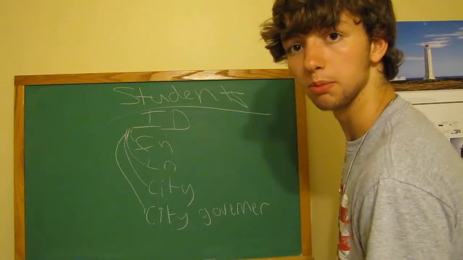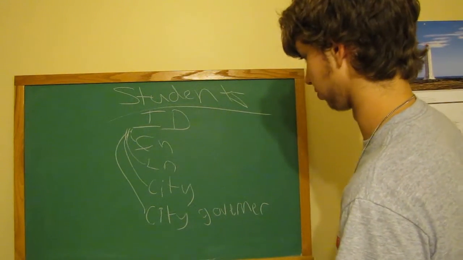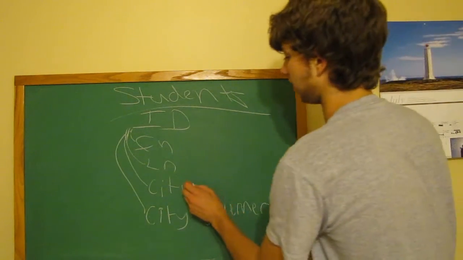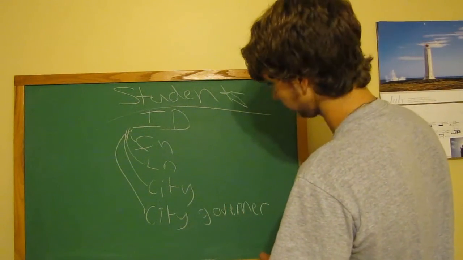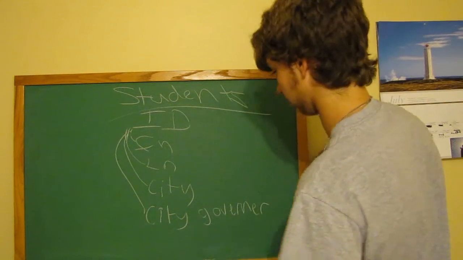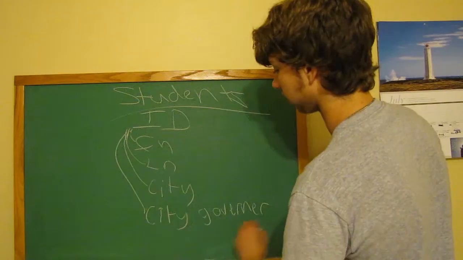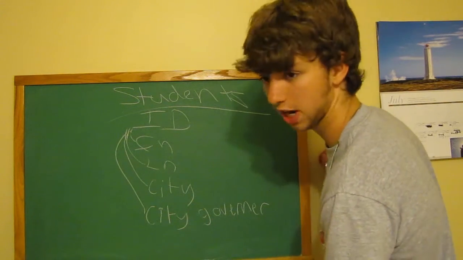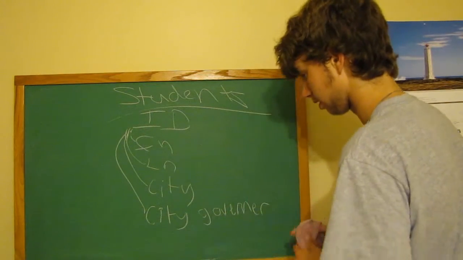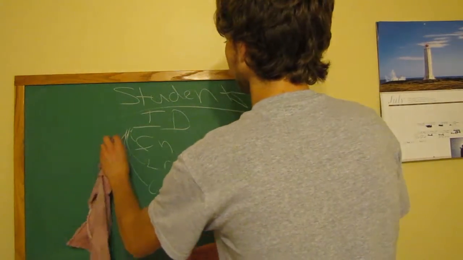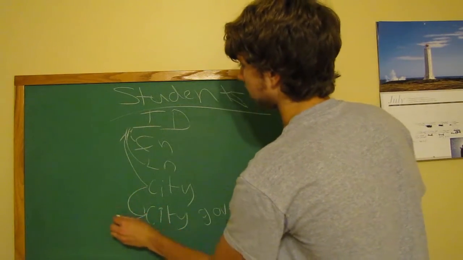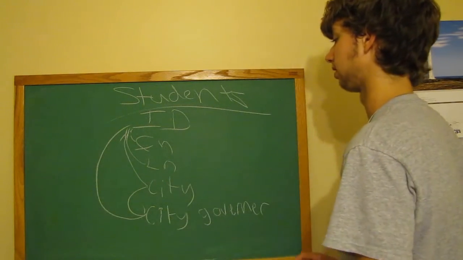But do you see the problem here? I sure do. What happens if you change the city? So you cross it out and you write a new city. Well, now the city governor will change because the city governor is different. So this not only relies on the student ID, but it also relies on the city and the ID.